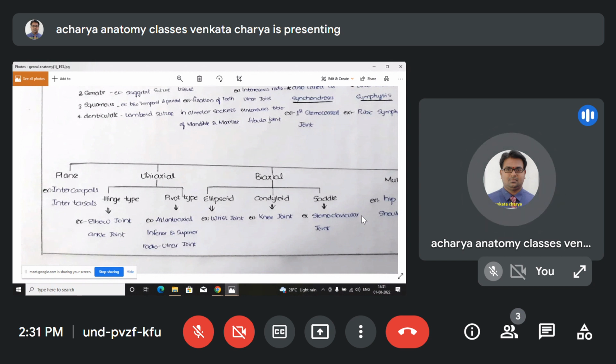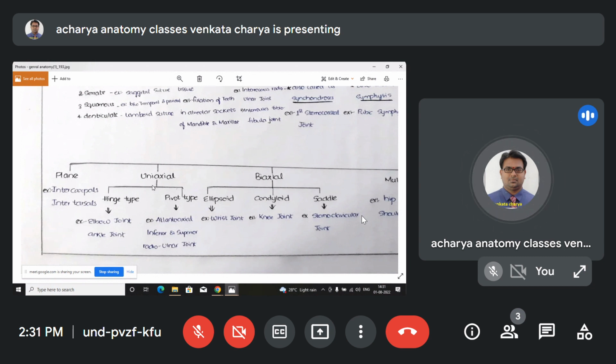So uniaxial means there is a joint, and in the joint there is only one axis. Suppose an anterior to posterior axis, which produces the pendulum movement. Suppose, see here, the shoulder joint. Whenever we pass the nail here, anterior to posteriorly, it produces this pendulum movement.